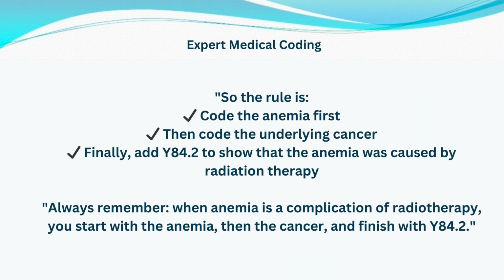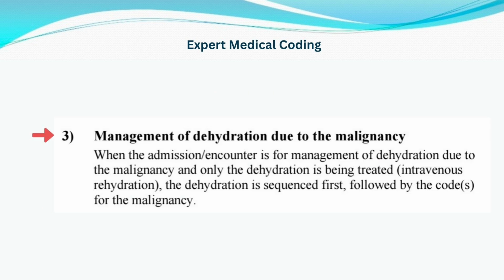So the rule is simple here. When the anemia is associated with radiation therapy, code the anemia first, then code the underlying cancer, and finally add code Y84.2 to show that the anemia was caused by radiation therapy. So always remember, when anemia is a complication of radiotherapy, you start with the anemia, then the cancer, and finish with Y84.2. Now let's move toward the next coding guideline, and that is management of dehydration due to the malignancy.